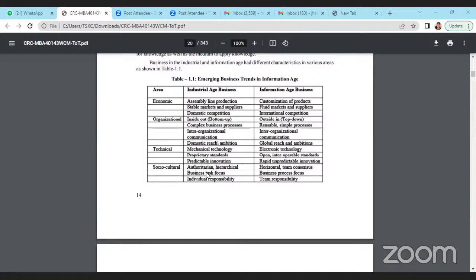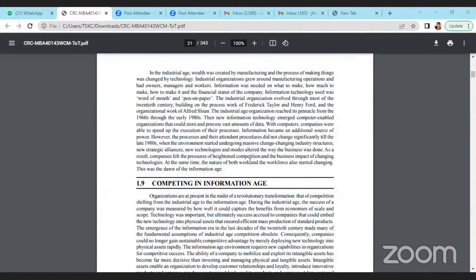Next, socio-cultural: under industrial age business, authoritarian means only the boss used to rule the total organization, and the workers used to be treated as labor or machines, and it was hierarchical, with business task focus and individual responsibility. Whereas in information age business, it is horizontal, with team consensus. Earlier it was only authoritarian, but now it is equal level, and the team has to approve any decision to be taken. And it is business process focus, and it is team responsibility, not individual responsibility.